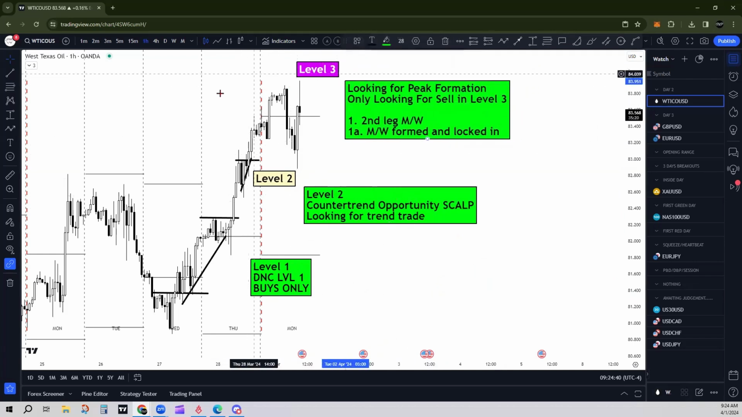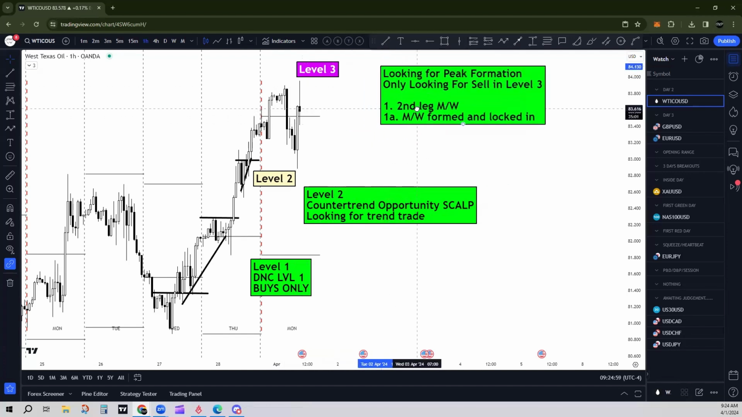Now, once I get up into level 3, what do I need to look for in level 3? I stopped looking for buying opportunities with the understanding that I'm in level 3. I'm only going to look for 2 types of entries. Second leg, M or W. In this case, it would have to be an M because it's at the high of the day and high of the week. And I'm going to try and catch the second leg of that M or W.